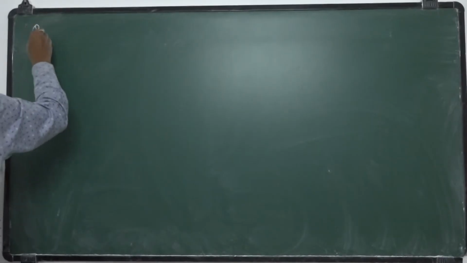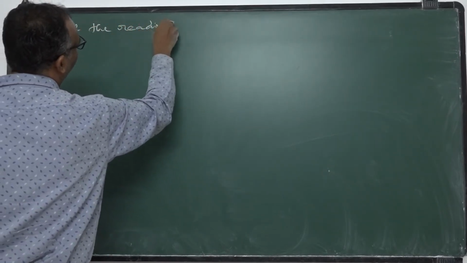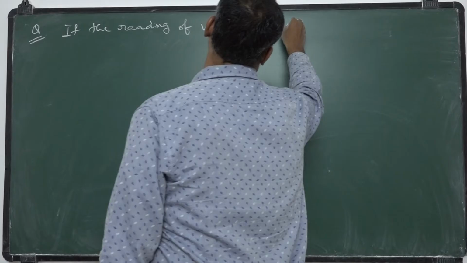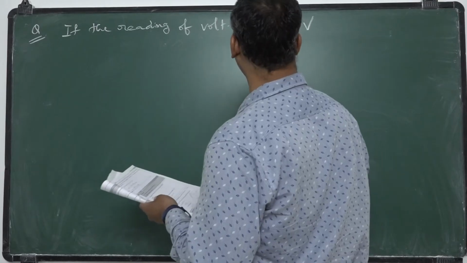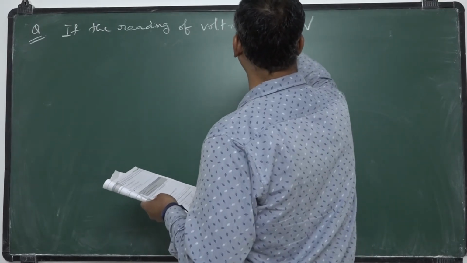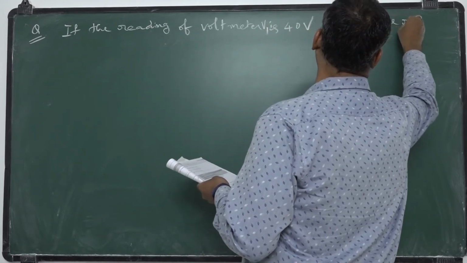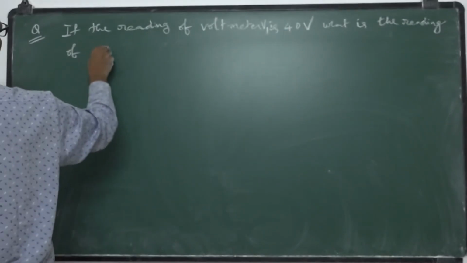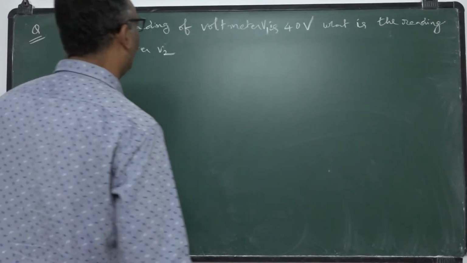Next question. If the reading of voltmeter V1 is 40 volts, what is the reading of voltmeter V2 in the given circuit?